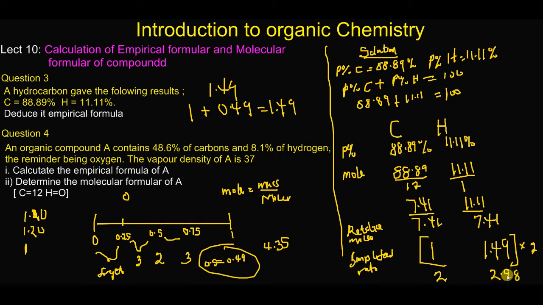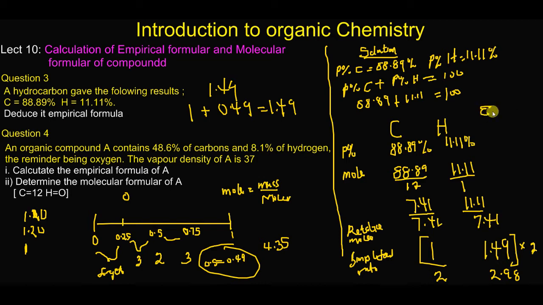Becomes 3, because the 2.98 is very close to 3, so you can just round it and then you get 3. So the empirical formula for the compound becomes this.